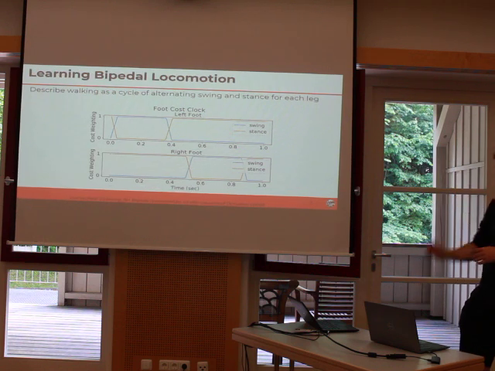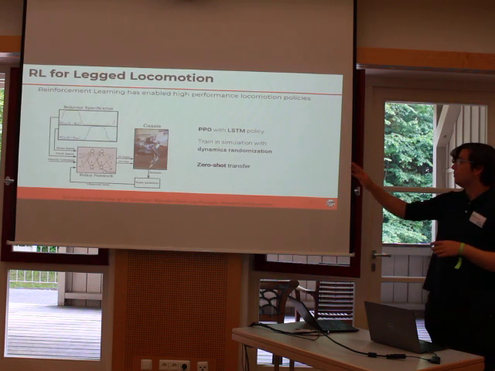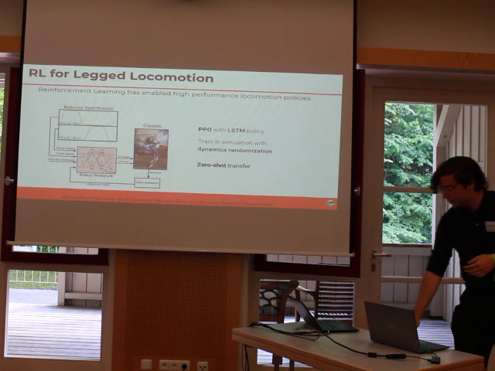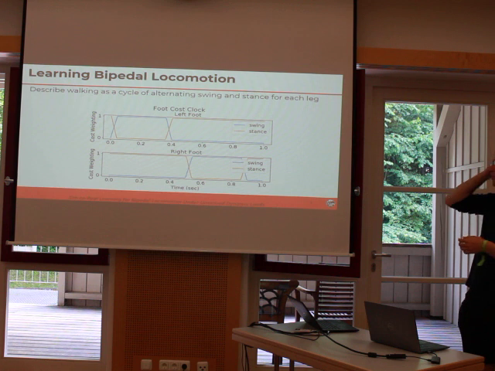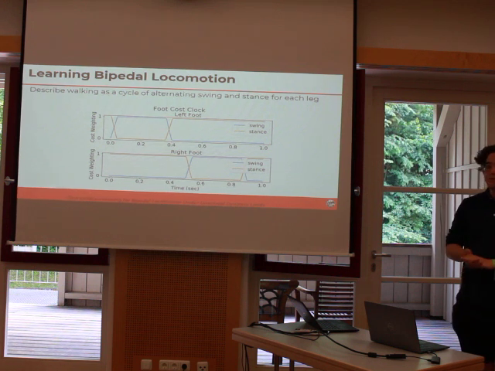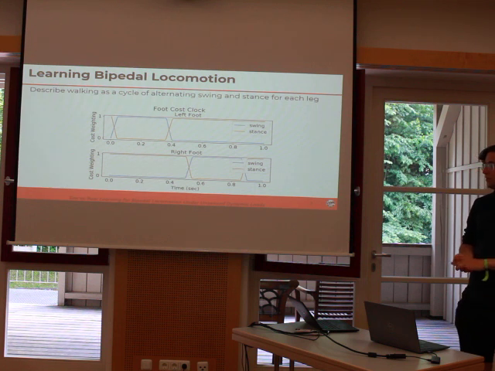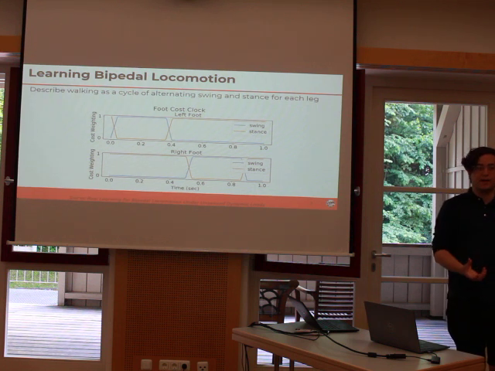So what we use, next slide. One of the inputs we use into our policy network is a clock function. We came up with a way to reward and penalize the foot based on if it's in stance or swing. And this is good because it gives us control over the gait of the robot.